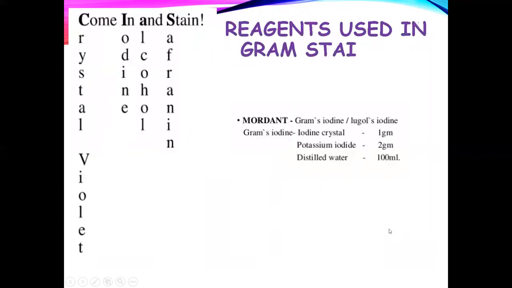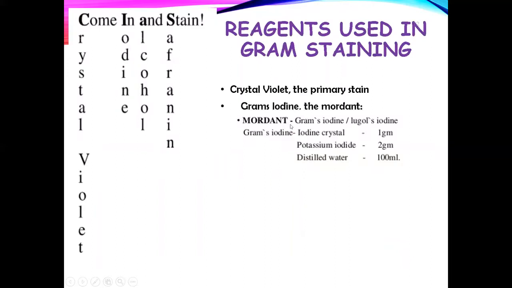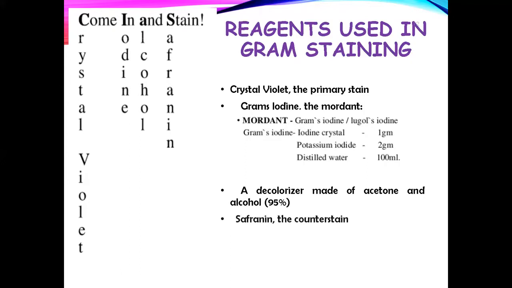The reagents used in gram staining are crystal violet, which is the primary stain, then Gram's iodine, the mordant. You can also prepare the mordant with this formula: iodine crystals 1 gram, potassium iodide 2 grams, and distilled water 100 ml. Then a decolorizer, which is made of acetone or alcohol, or you can use only 95% alcohol as a decolorizer, and the counterstain used is safranin.